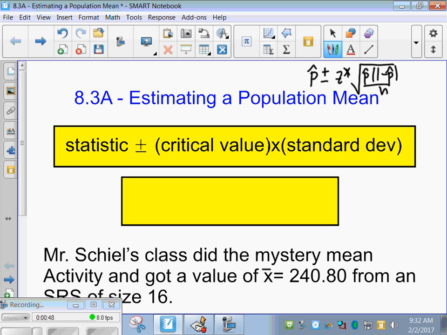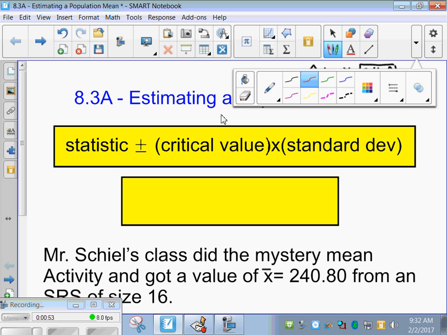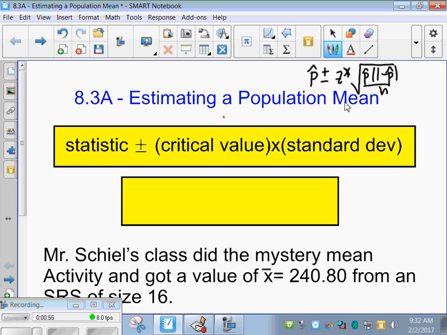So what do you guys think the formula is going to be for population mean? Instead of p hat, what do you think we're going to use? X bar. Mu would be the true mean, right? Which is what we're trying to estimate. Plus or minus, possibly the z-score, but we'll talk about that, times the standard deviation. What's the formula that we learned for the standard deviation of mean? Do you guys remember it? There was a square root of n involved, yes.